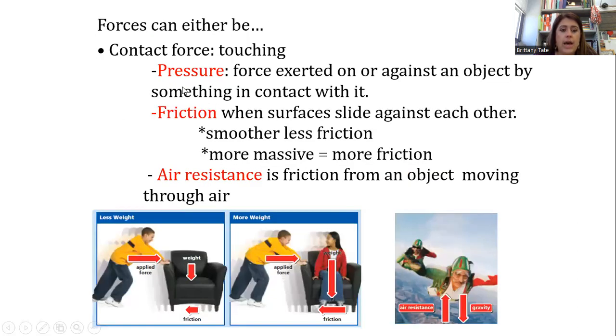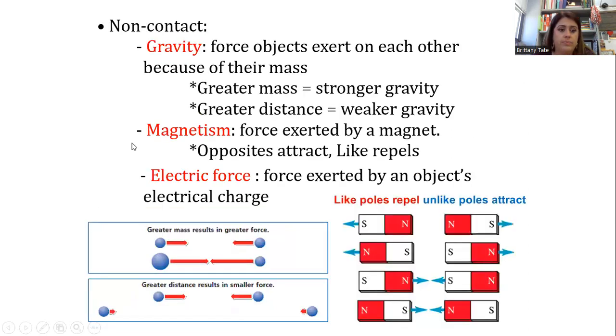So you can have contact or non-contact force. Contact force is literally touching of objects that causes a push or pull to occur. This would be pressure, friction, and air resistance as well. Then we have non-contact, so this is force that is happening at a distance. We have gravity, magnetism, and electrical force. Gravity is going to have a greater mass equals stronger gravity, greater distance, weaker gravity.